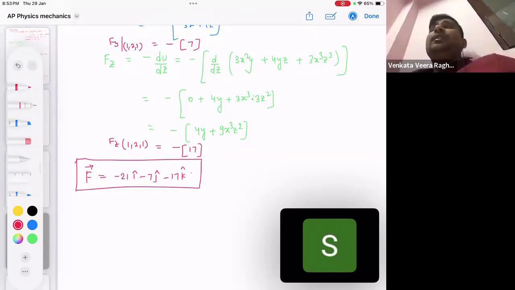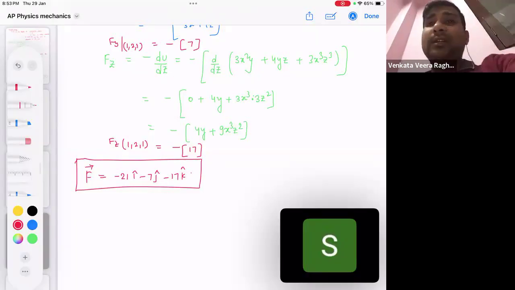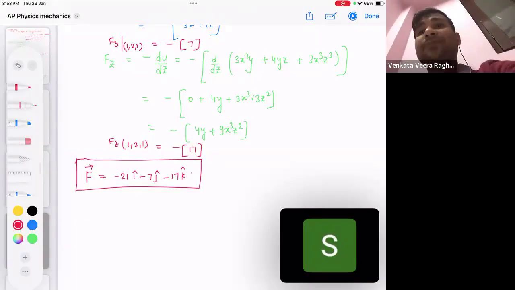If they don't mention the point, then whatever x, y, z kind of expression we got, in the same expression format we will be writing our answer. Understood?